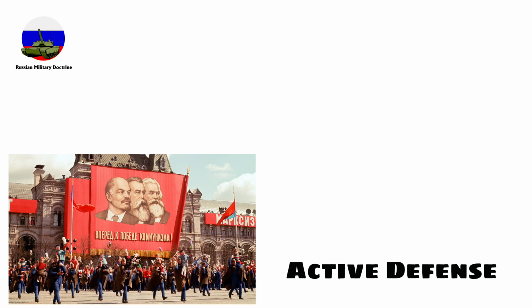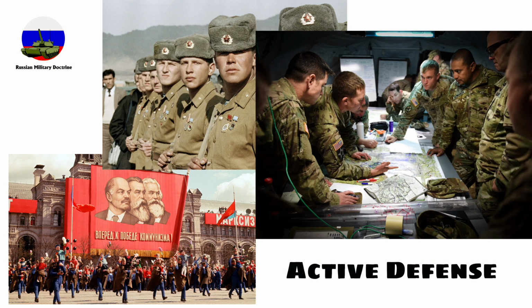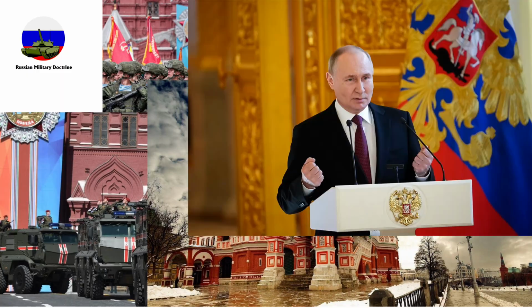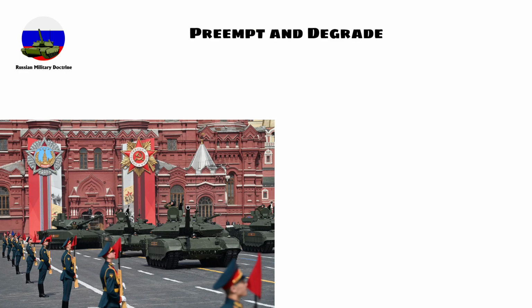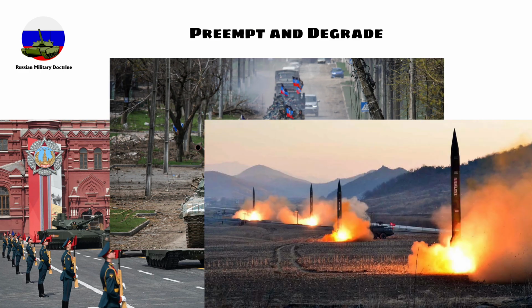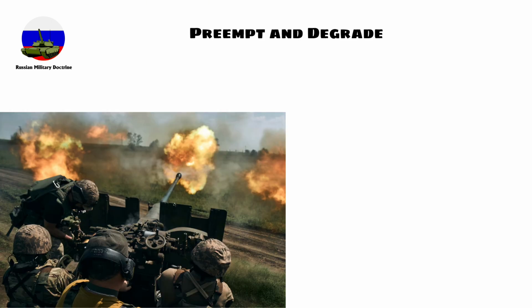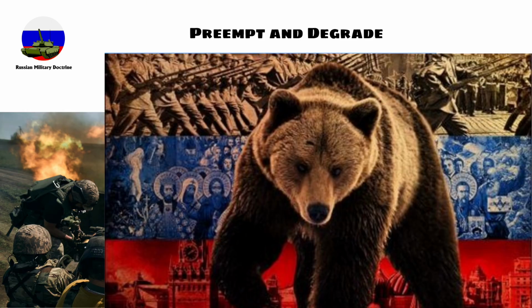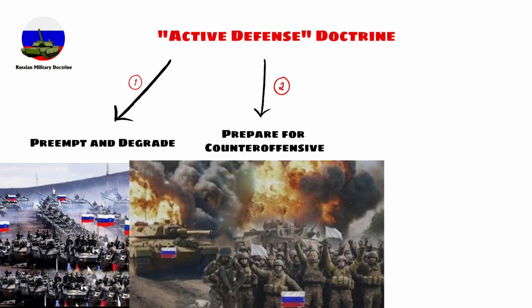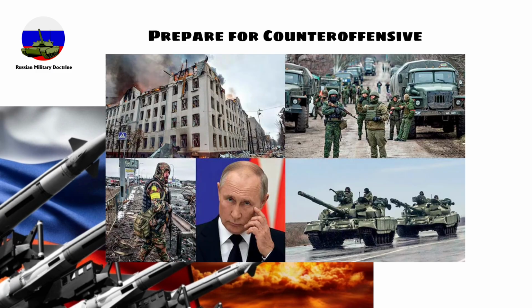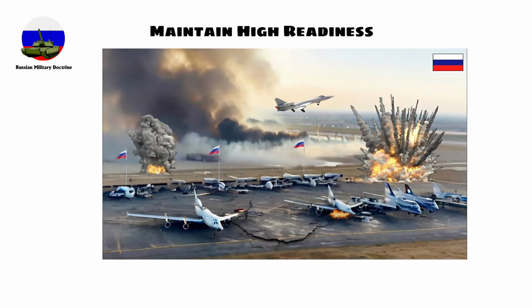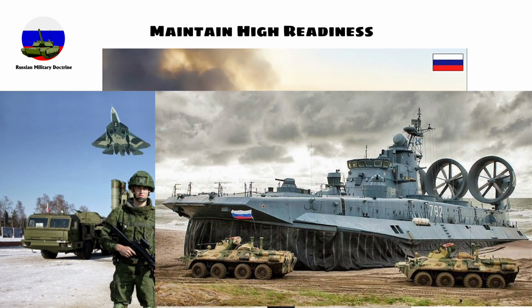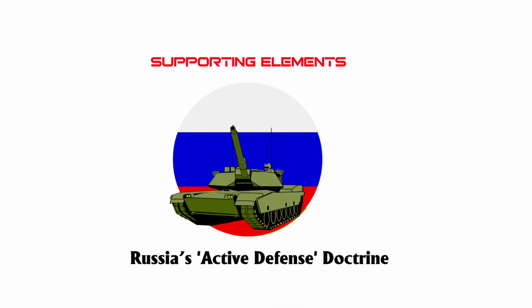Russian military doctrine. Russia's military strategy, called active defense, combines lessons from the Soviet era, past conflicts, and different scenarios to protect the country's interests and security. Key parts of Russia's active defense doctrine. 1. Preempt and degrade. The strategy starts with showing off military readiness through exercises, deployments, and tests to influence potential enemies. If needed, it includes limited strikes to show military strength and deter escalation. 2. Prepare for counteroffensive. After initial actions, the focus shifts to preparing for a strong counterattack or moves that push enemies into negotiations. 3. Maintain high readiness. A core aspect is keeping a permanent, highly ready force positioned strategically, supporting elements of Russia's active defense doctrine.